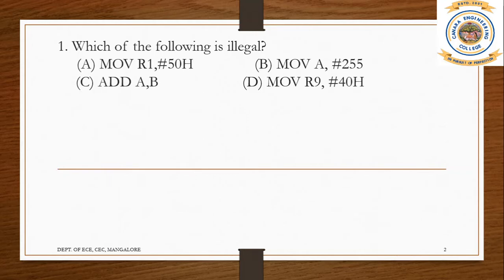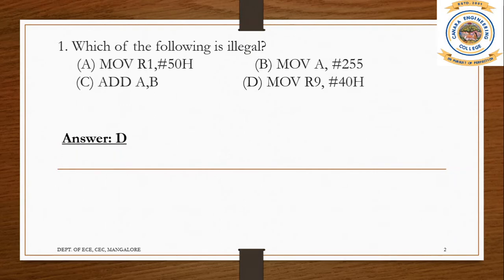Then I have MOV A, #255, where 255 is a decimal number which is equivalent to FF hexadecimal, which is the maximum 8-bit number which I can have, so that is also legal. Next is ADD A, B. So addition should be performed with accumulator and source can be B register, so that is also legal. So the answer here should be D.